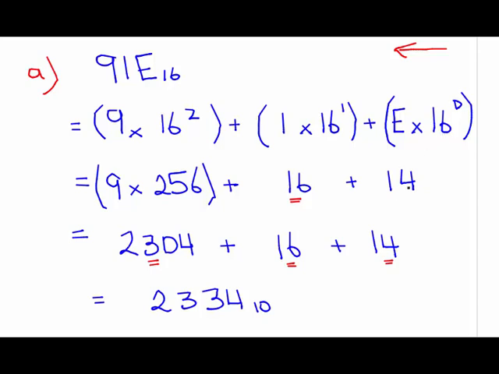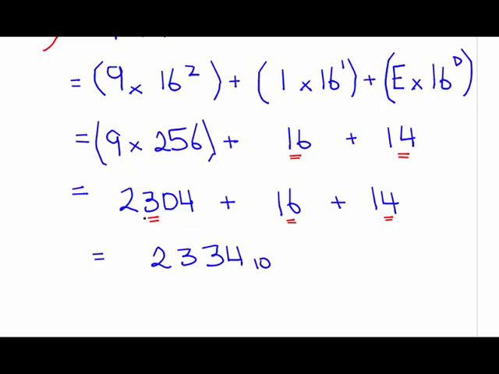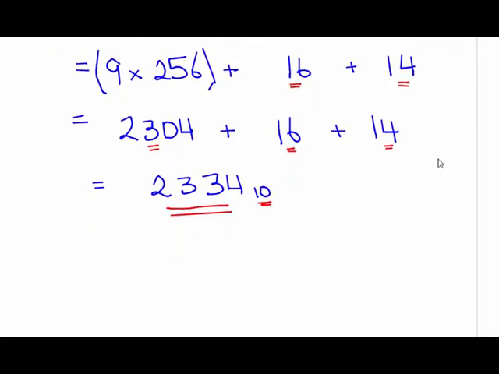E times 16 to the power of 0, just convert e to 14. Altogether, we have 2,304 plus 16 plus 14. Just add them all together, and we should get 2,334. It's a good idea to put in base 10 there, just to be absolutely clear, because otherwise it would make sense as a hexadecimal number, and it would have a totally different value. Sometimes I might forget to do that, but you don't forget to do that.